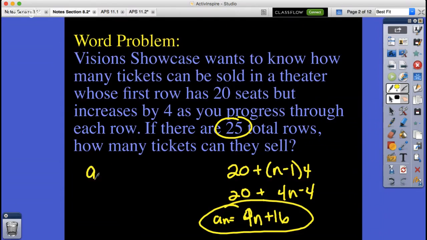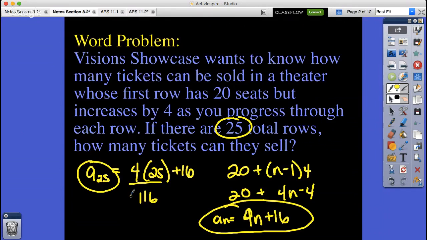And so I would get a sub 25, which means the 25th term of the sequence is equal to 4 times 25 plus 16. So this would be 100 plus 16, which would be 116. So 116 is the 25th term of the sequence.